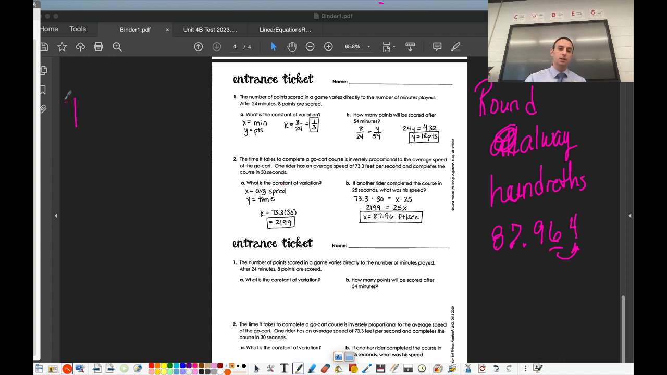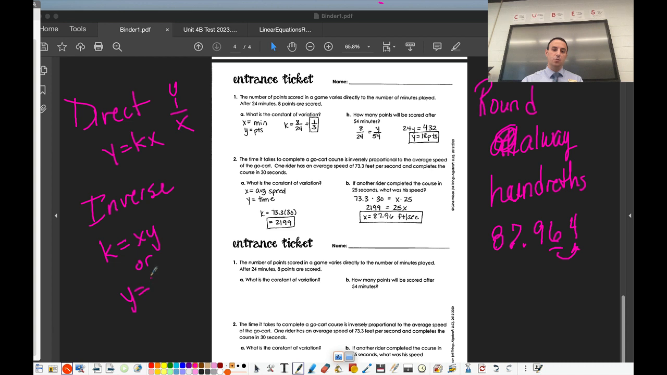Keywords. If you see the word direct, you've got to think y over x, or y equals kx. If you see the word inverse, now it could be inverse anything, doesn't matter what it is, inverse is k equals xy, or if you're asked for the equation, y equals k divided by x. Be sure you're doing what it's asking. Be sure you're reading carefully for the problems, okay? Show your work every single step so I can give you partial credit.